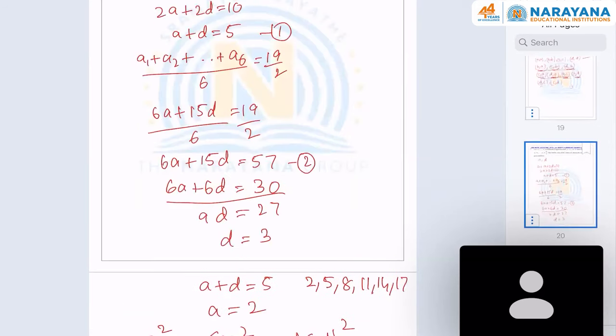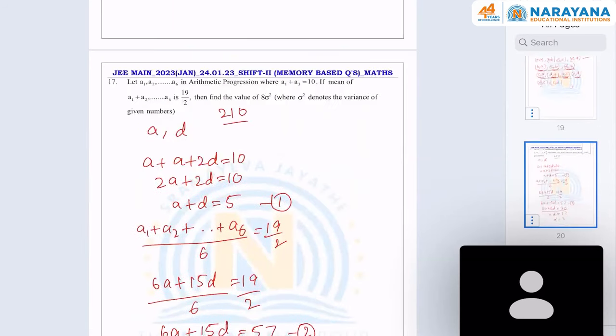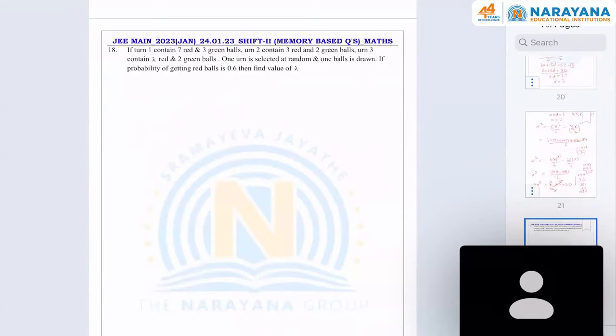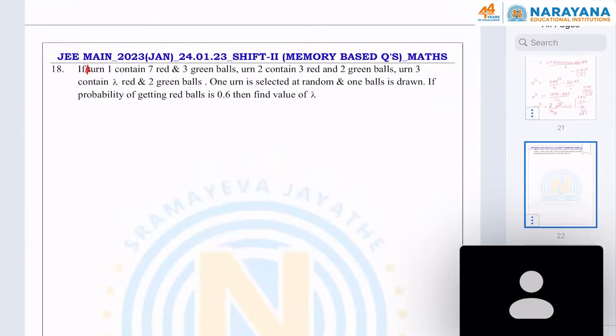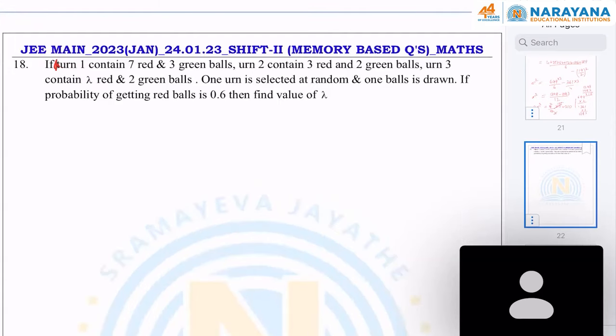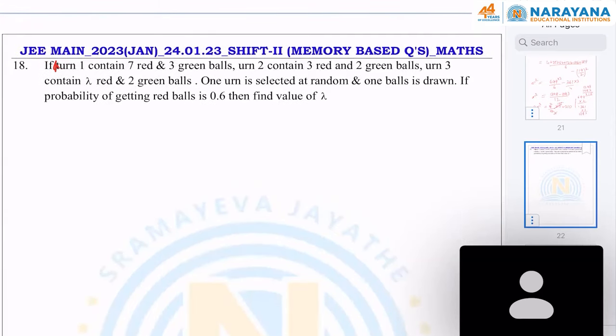Next one. Urn 1 contains 7 red and 3 green balls, urn 2 contains 3 red and 2 green balls, and urn 3 contains lambda red and 2 green balls. So one urn is selected at random and one ball is drawn. If the probability of getting the red ball is 0.6, then find the value of lambda.